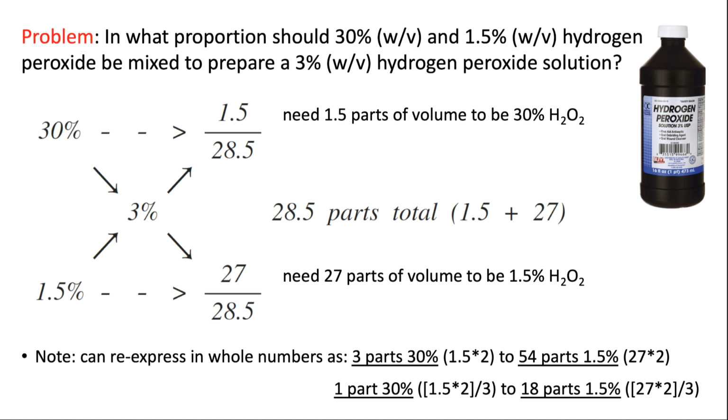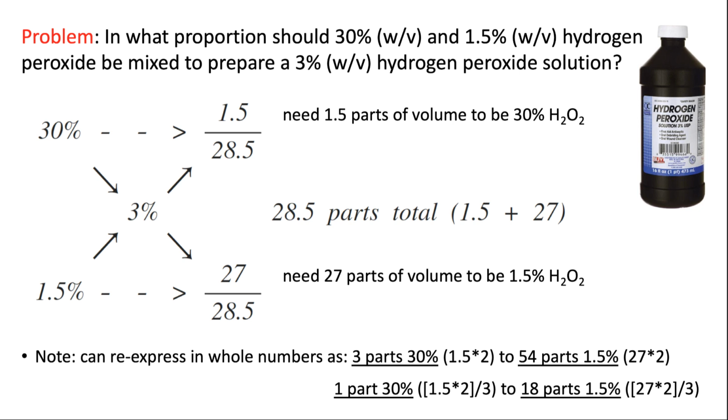Similarly, if we drop down to the 1.5%, if we take 27 and divide it by 1.5, we get 18. And again, that would be 18 divided by the 28.5 divided by 1.5, which we said was 19. So essentially what we can redo is, by just keeping the same proportions, restate this as saying that for the 30%, we would need 1 part out of 19 to be 30%. And we would need 18 parts out of 19 parts to be the 1.5%.